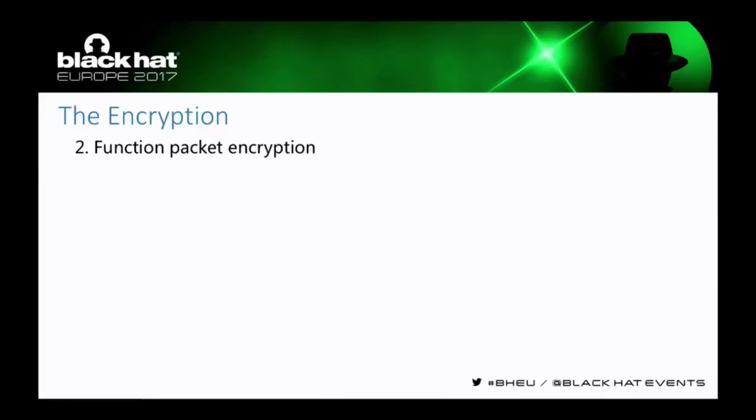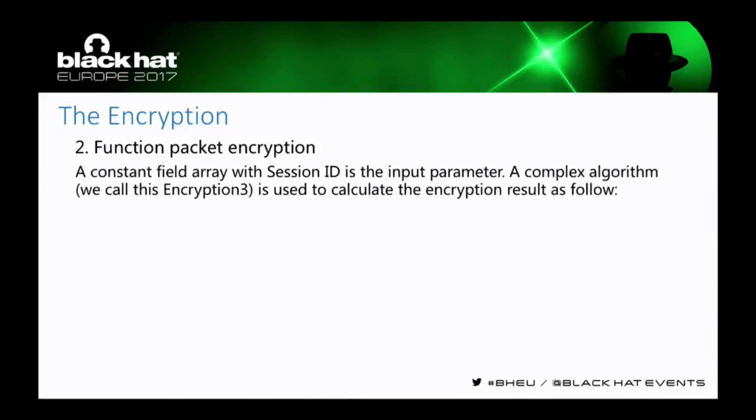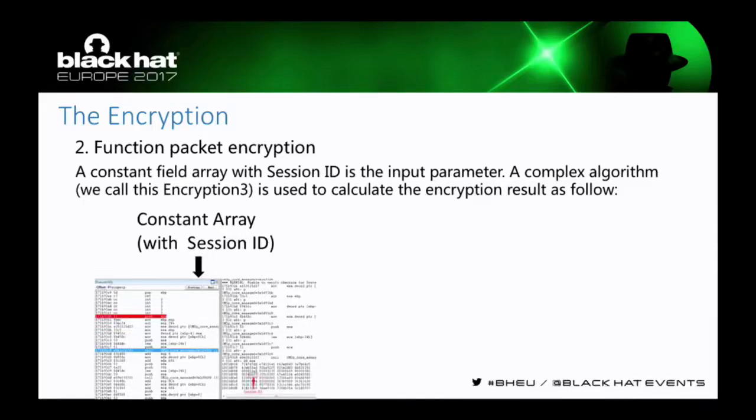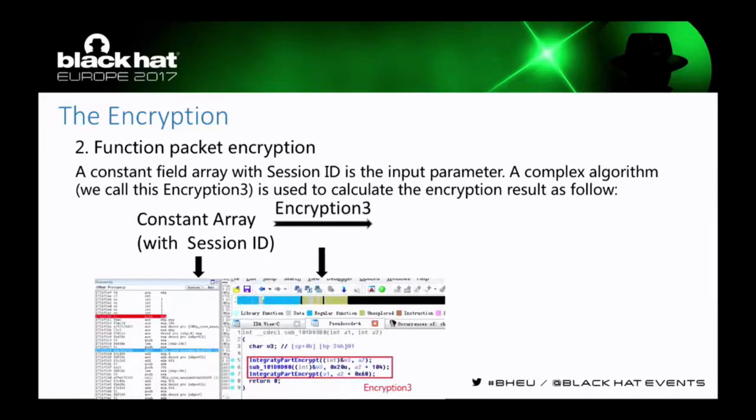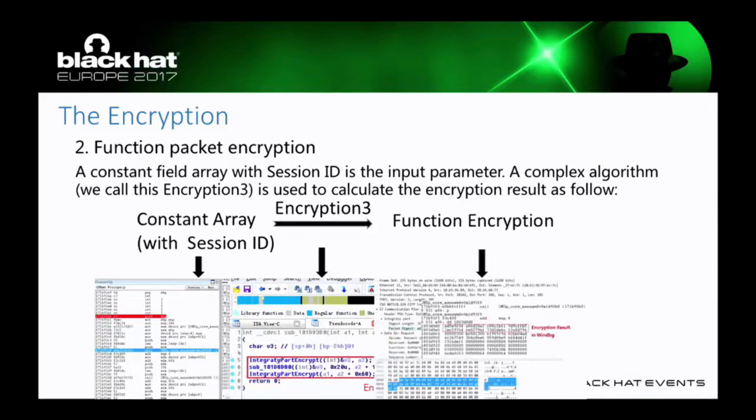Then after the connection part, we can send some function packets, and the function packet also has encryptions. Also using reverse debugging with WinDbg, we can find a constant field array with the session ID as the input parameters. Through an algorithm we call encryption 3, which is also a Siemens private algorithm, we finally got the function encryptions.